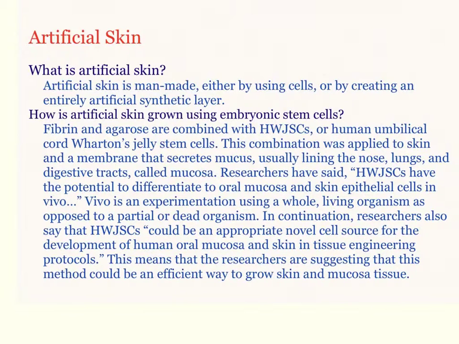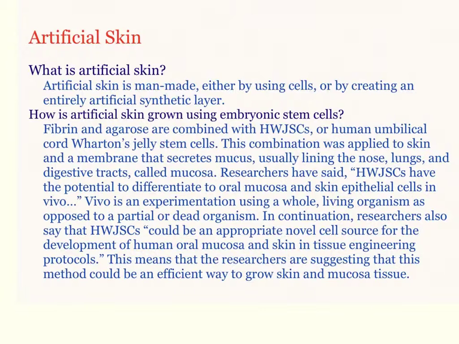Fibrin, a protein involved in the clotting of blood, and agarose, a polymer found in seaweed, are combined with HWJSCs, or human umbilical cord Wharton's jelly stem cells. Wharton's jelly is a substance found within the umbilical cord. This combination was applied to skin in a membrane that secretes mucus, usually lining the nose, lungs, and digestive tracts, called mucosa.